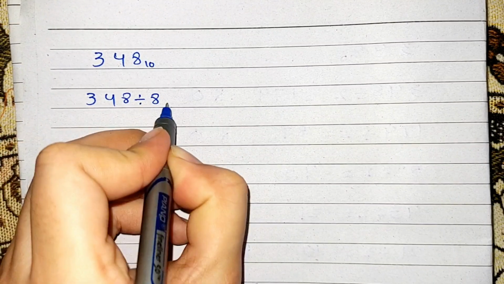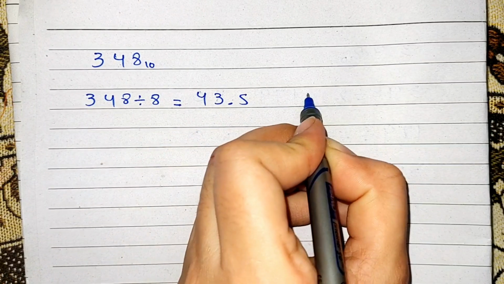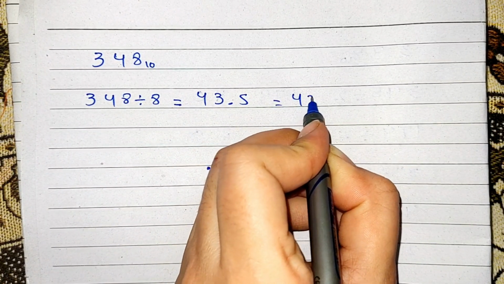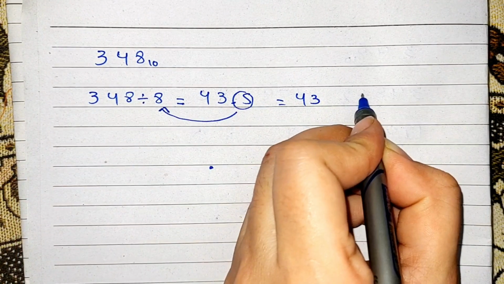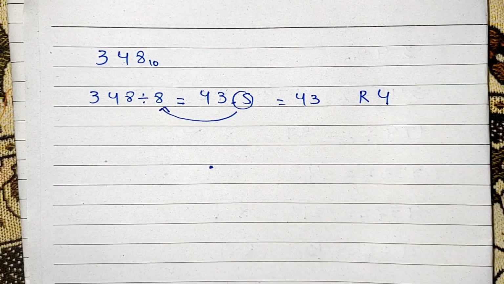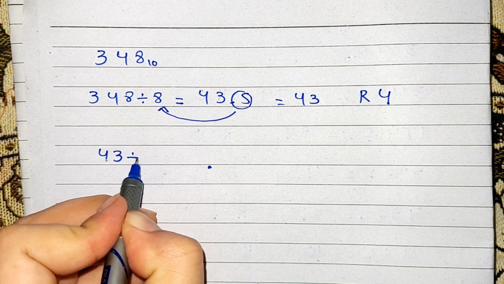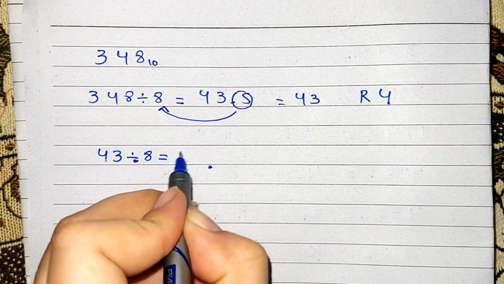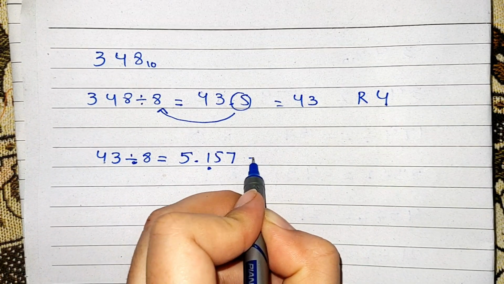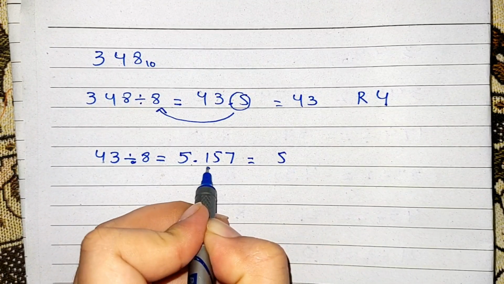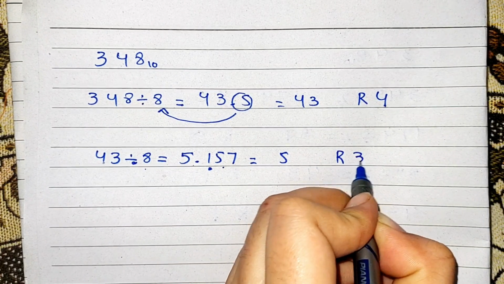348 divided by 8 will equal 43.5. So I'm writing 43 separately, and this 0.5 will be multiplied by 8, which gives a remainder of 4. Now this 43 again divided by 8 will equal 5.375. So again I'm writing 5 separately, and the 0.375 multiplied by 8 gives a remainder of 3.